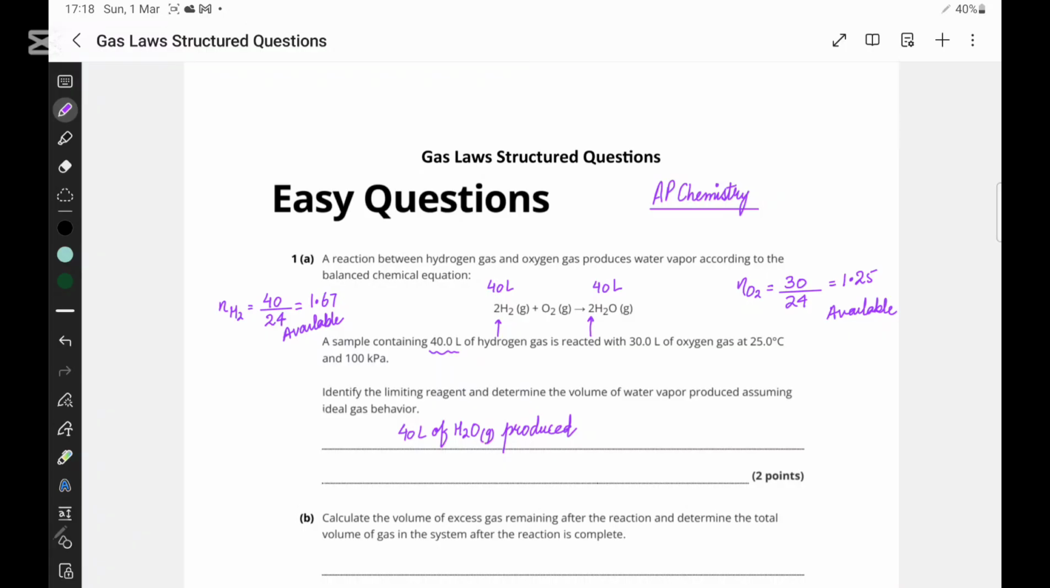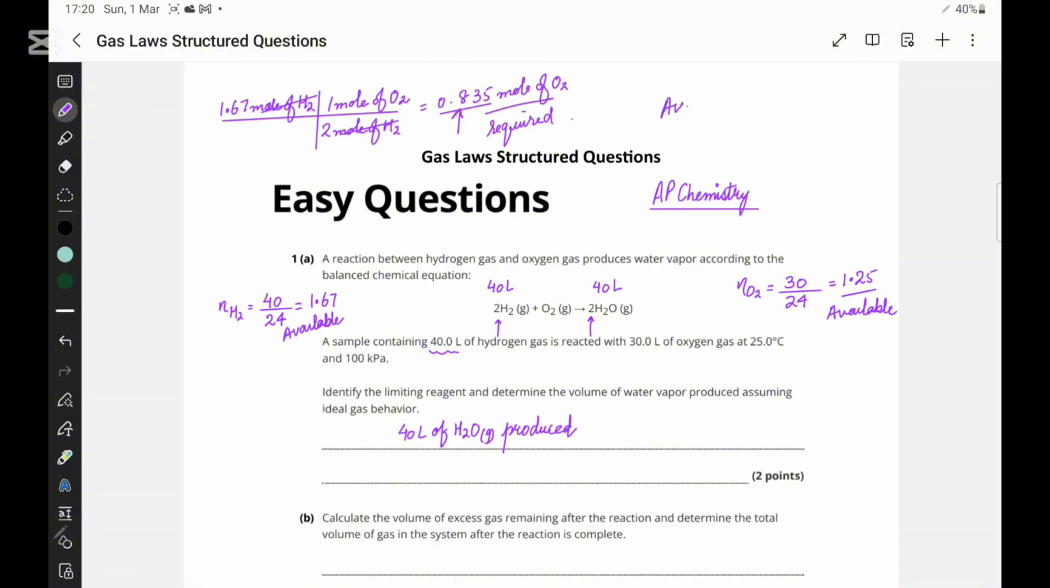From available mole of hydrogen, we are going to find the required moles of oxygen. For that, we are going to use the table method. 1.67 mole of hydrogen is reacting with, and from the equation you can see 2 mole of hydrogen is reacting with 1 mole of oxygen. So required moles of oxygen comes out to be 0.835, but available moles are 1.25.